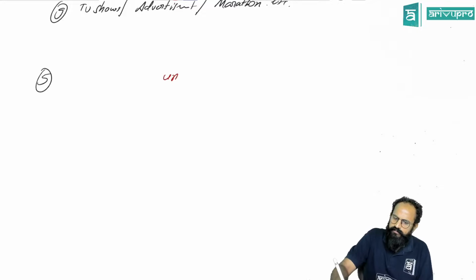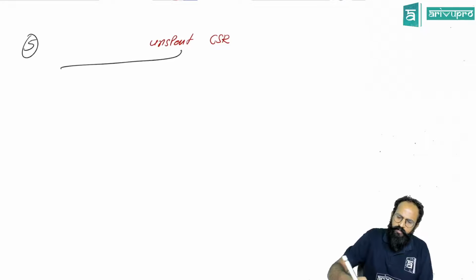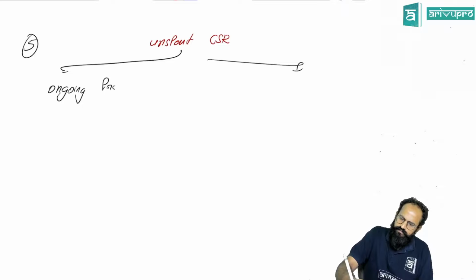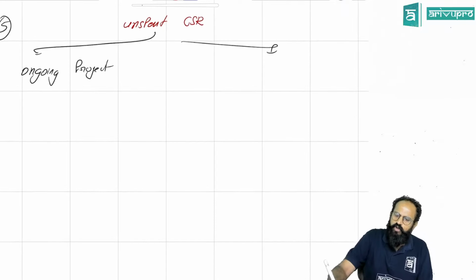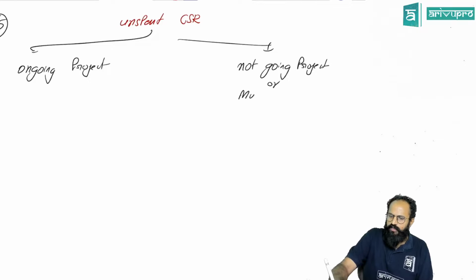Unspent CSR. To know this, people, you need to know that there are two types of CSR projects. The first is called an ongoing project. And the next one is called a not ongoing project, or it can also be called a multi-year project.